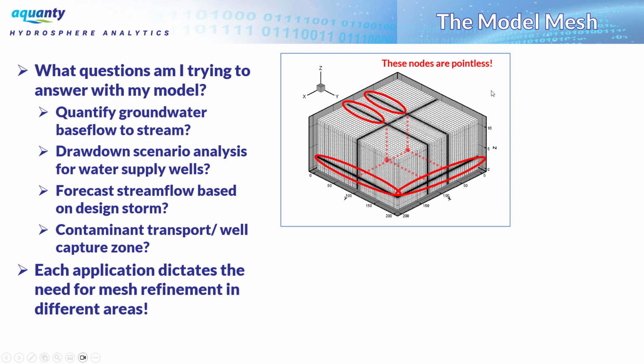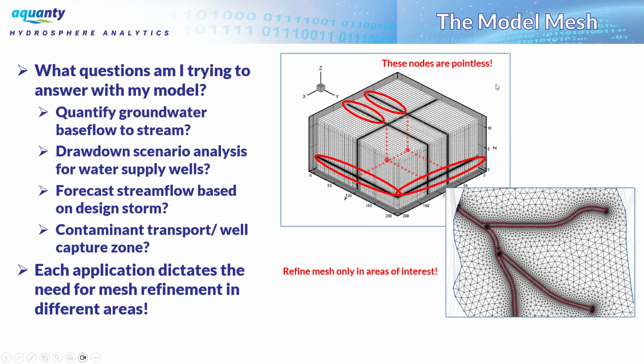So in general, I think we can safely say that you want to only refine your model mesh in areas of interest. It's going to help you reduce your overall node count and your overall model runtime. And the best way to do that is using a triangular element mesh. So this is the first thing that we're going to recommend for pretty much every model. If you're using HydroGeoSphere, you definitely want to reduce node count as much as possible. And the very best way to do that right off the bat is by using a triangular element mesh.